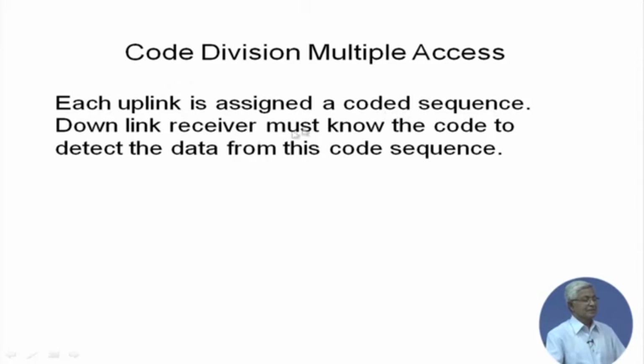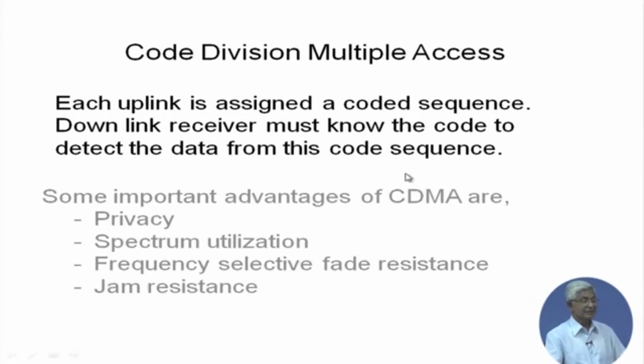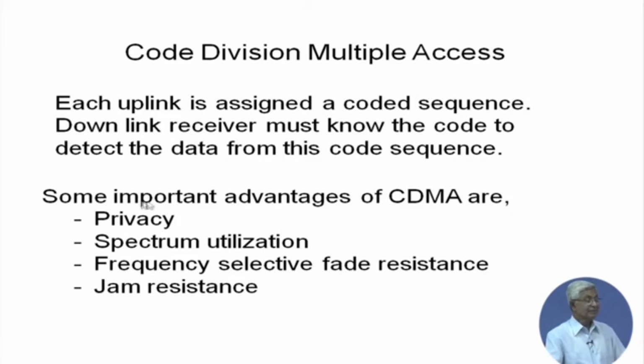Now the downlink receiver must know the code that was transmitted, that means the meaning of that particular code for 1 and 0, so it can detect the data from this code sequence. The advantage of this is that only the transmitter and receiver pair knows the code. To all others, this code will look like noise. So it gives certain advantages.